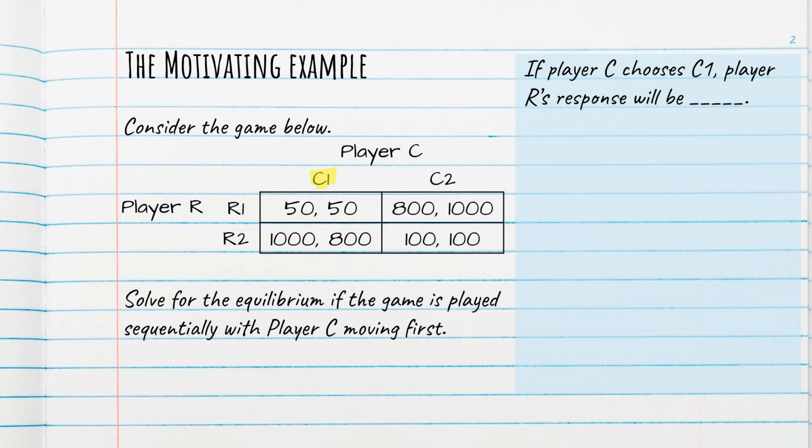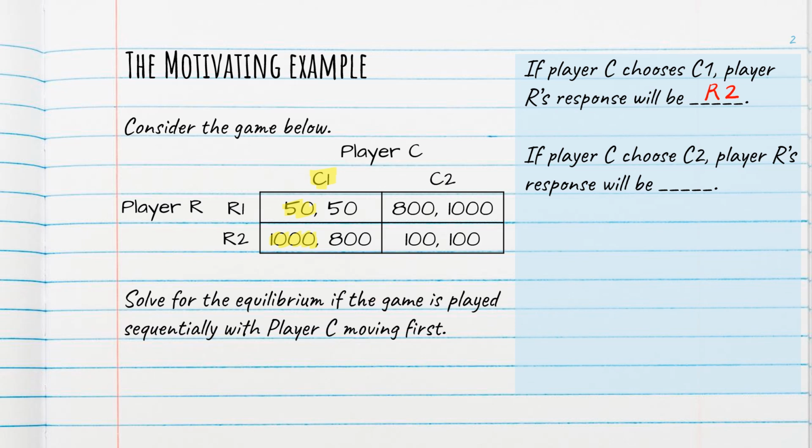Well, if they choose R1, they'll get 50. And if they choose R2, they'll get 1,000. I think it should be fairly clear what's going to happen here. If player C chooses C1, player R's response will be R2, because that's the payoff maximizing response. Then we have to ask ourselves another important question. If instead player C chooses C2, what will player R's response be?